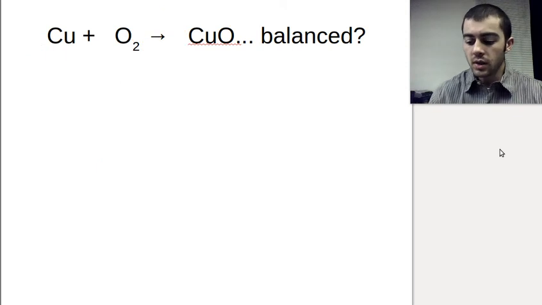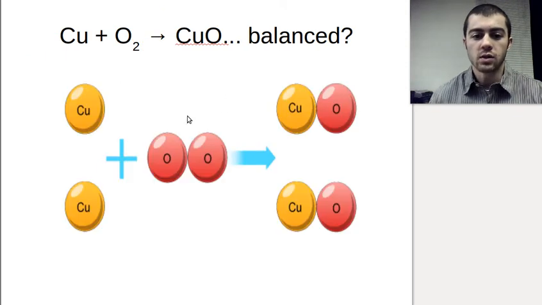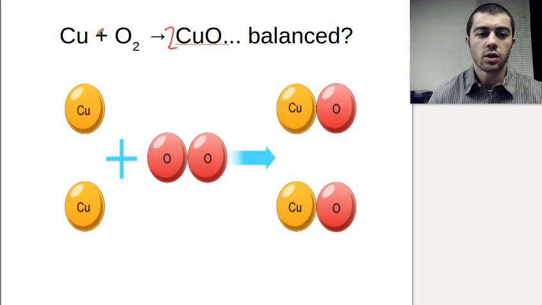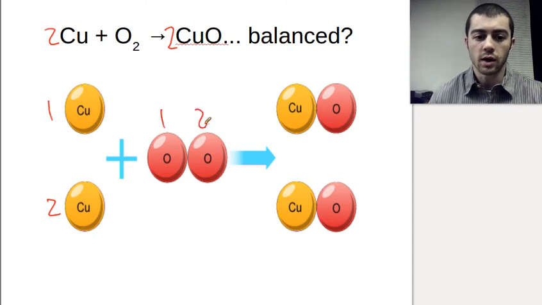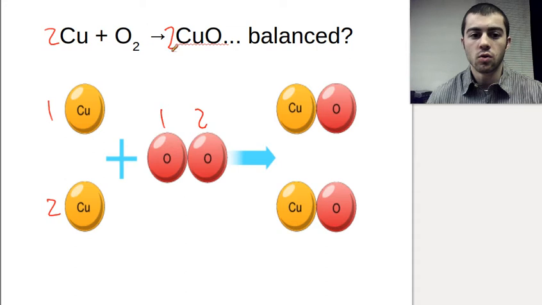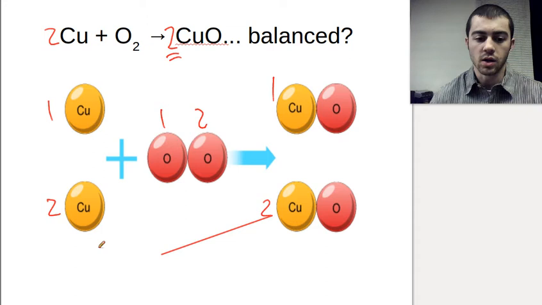So we can look at this visually, and this is what the balanced equation would look like, because once we balanced it, we said we had a 2 here and a 2 here. So now we have 2 copper atoms, 1, 2, and 1 oxygen molecule that consists of 2 oxygen atoms, and it makes 2 molecules of copper oxide. So that's 2 copper atoms, which matches up with this, and then we have 2 oxygen atoms, which matches up with this.